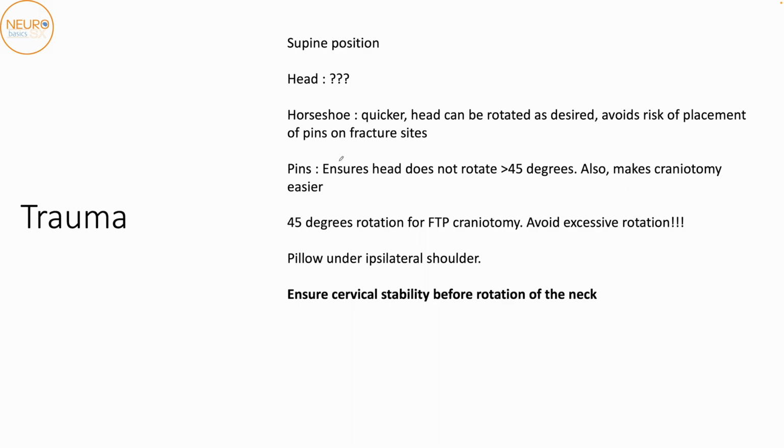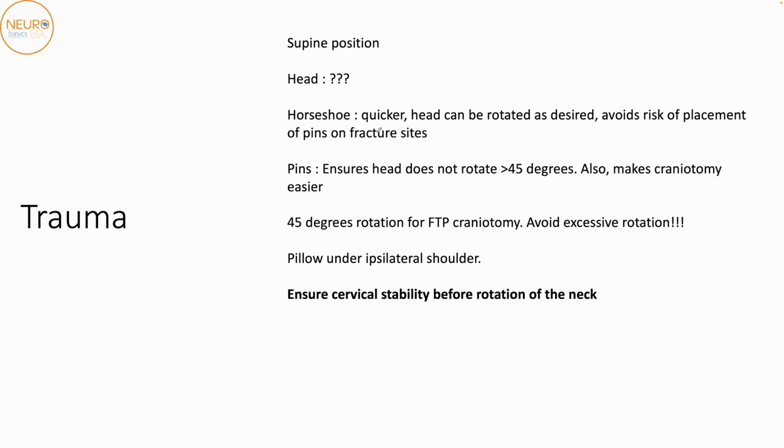Another common surgery that we'll end up doing is trauma surgeries, where the most commonly done craniotomy is a frontotemporal parallel craniotomy. So for that also, again, the patient will be supine. The head can be placed on a horseshoe, which is most commonly what is done, but it also can be placed on pins. Placing the head on a horseshoe is going to be faster, which is good for trauma. During surgery, you can rotate the head as much as you want and turn it back and forth.